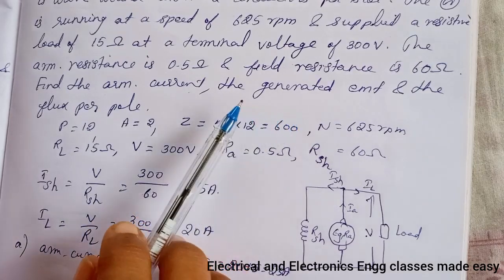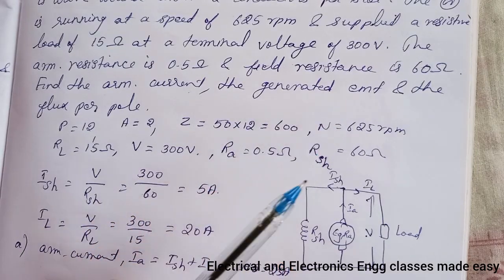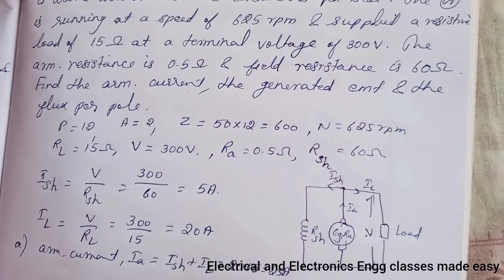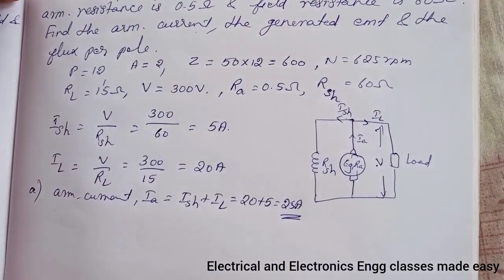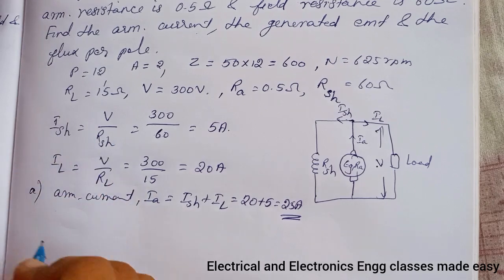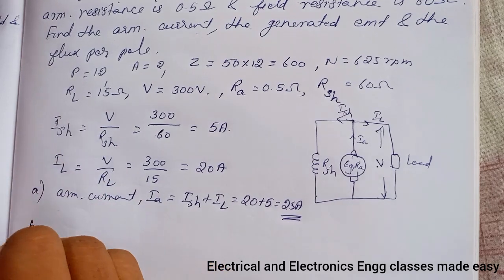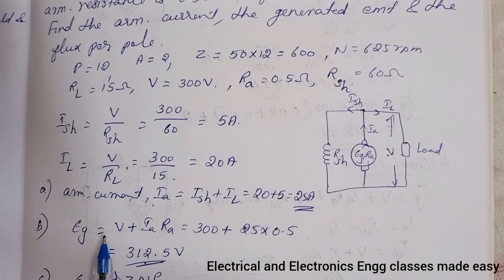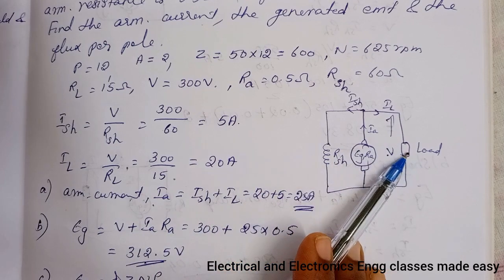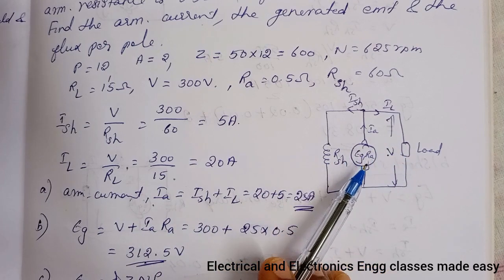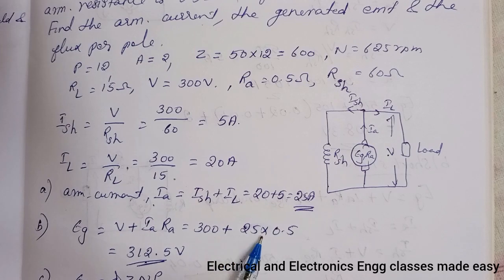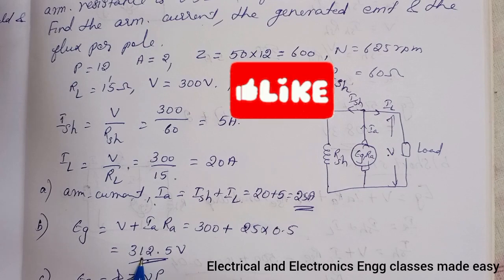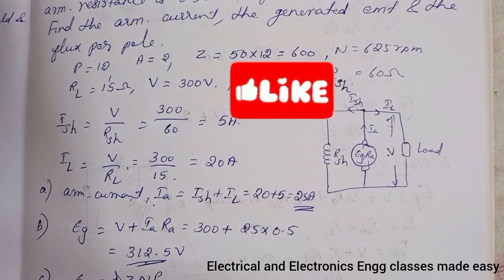Next question is to find the generated EMF and flux per pole. So to find the generated EMF, the generated voltage Eg is equal to V plus IARA, that is the terminal voltage V plus the drop in the armature resistance. That is equal to 300 plus 25 into 0.5, and that is equal to 312.5 volt.